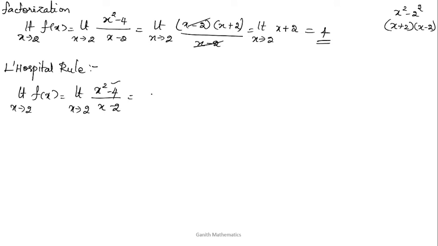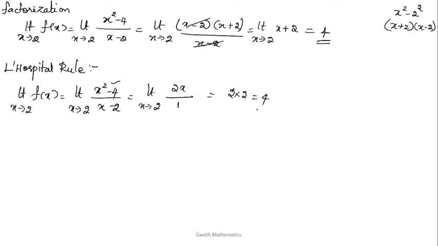So if I am differentiating the numerator, what I'll get is 2x. If I differentiate the denominator, what I'm getting is 1, because the constant will give 0. So put x is equal to 2. So it will be 2 into 2, that is 4. This is so simple. So L'Hopital rule is based on differentiation. You are going to differentiate the numerator and denominator till you get a determinate form of solution.